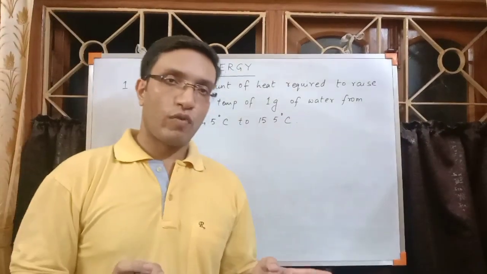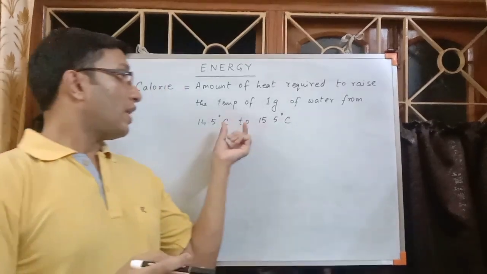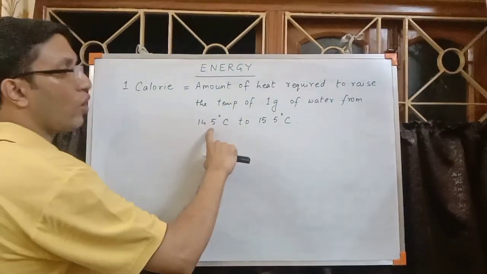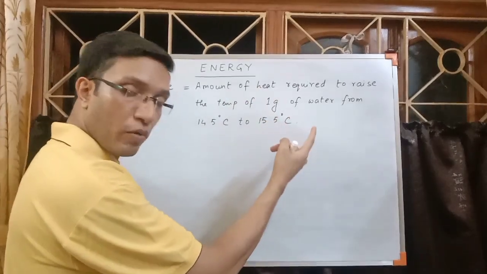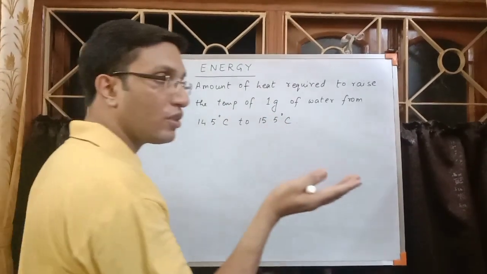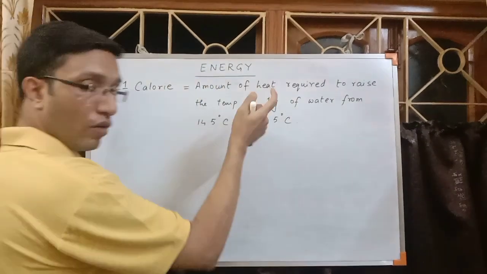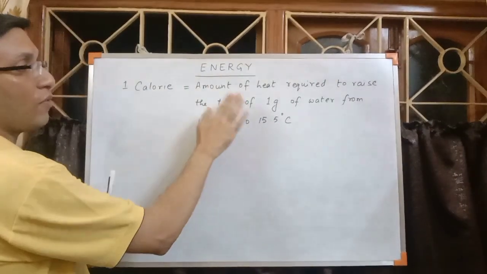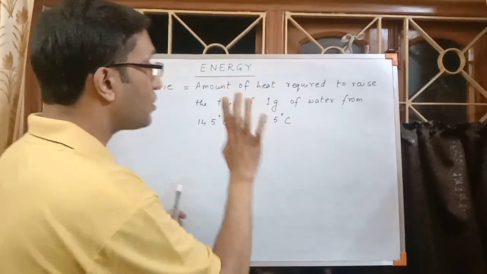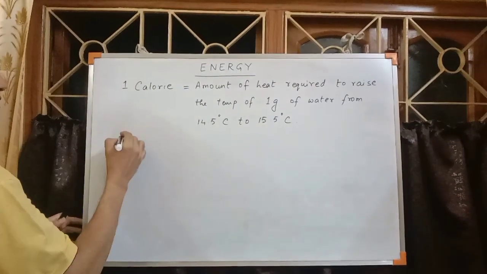We take 1 gram of water whose initial temperature is 14.5 degrees Celsius. We want to raise this temperature to 15.5 degrees Celsius, that is by 1 degree. So whatever amount of heat we have to supply to 1 gram of water in order to change its temperature by 1 degree Celsius is known as 1 calorie of heat.